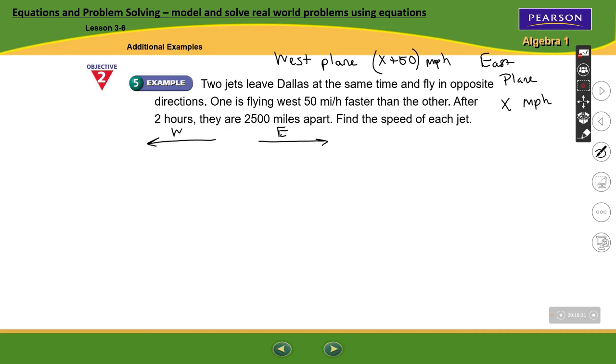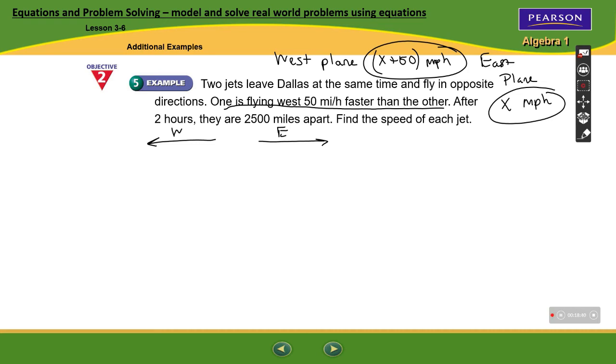So let's see if that makes sense. It says one is flying west 50 miles per hour faster than the other one. So we said the east one is flying x miles per hour, the west one is flying x plus 50 miles per hour. After 2 hours, they are 2,500 miles apart. Find the speed of each jet.